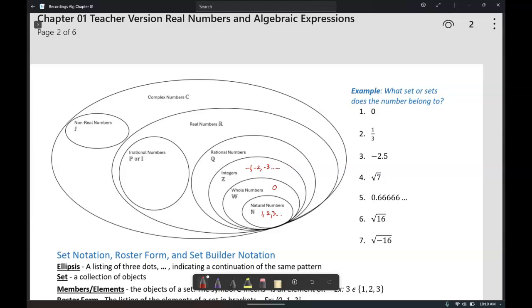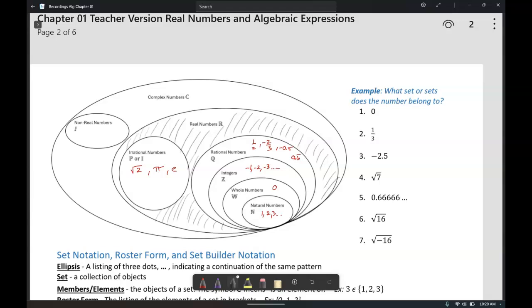Our rational numbers will add in our fractions, such as 1/2 or -2/3, our decimals, -0.5, our repeating decimals, 0.6 repeating. And then our irrational numbers are things that we cannot take the square root of, as well as things like pi and Euler's number. Now, there's nothing else in the real number system other than those two categories. So there's nothing that is real that is not irrational or rational.